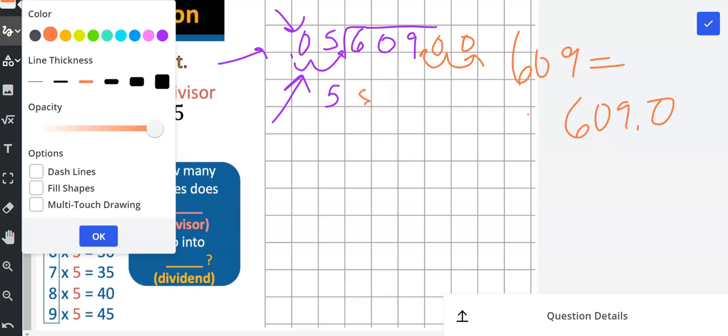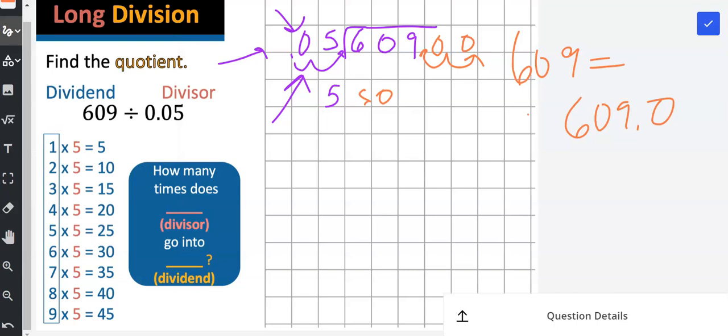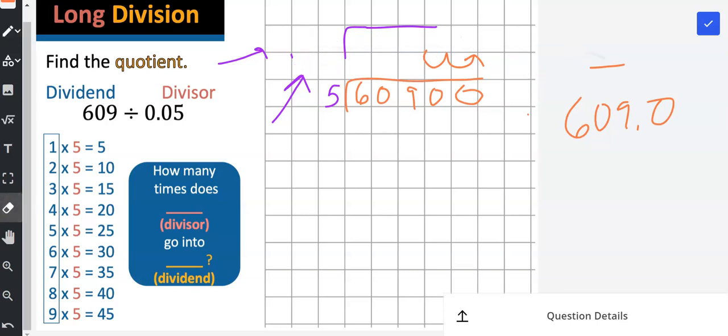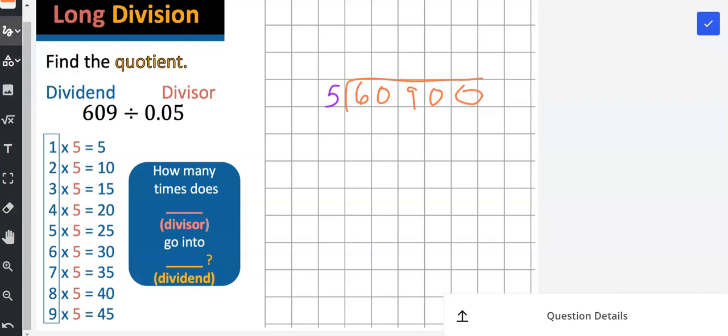So this becomes 60,900. That looks hard to read, so let me write that again. 60,900. And let me erase the rest of this so I have room to work. All right, now I can ask the question, how many times does 5 go into 6?